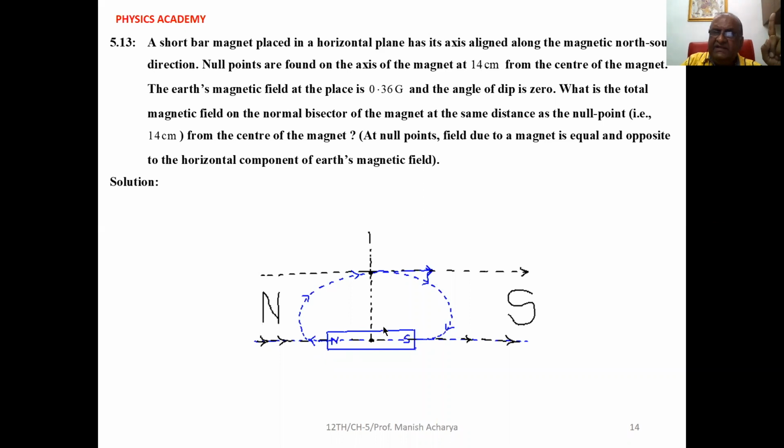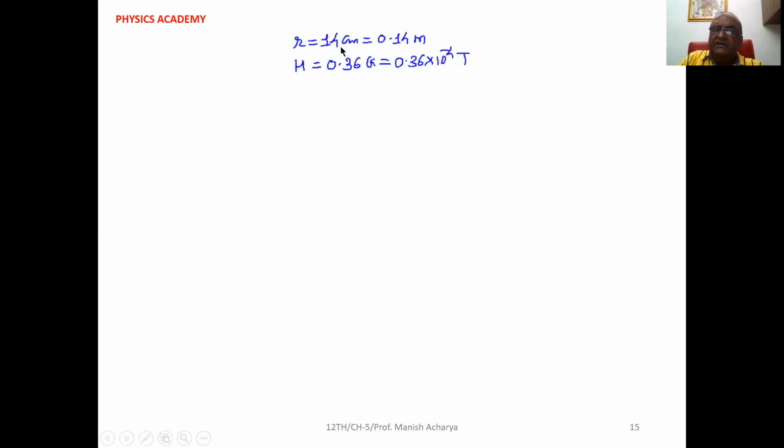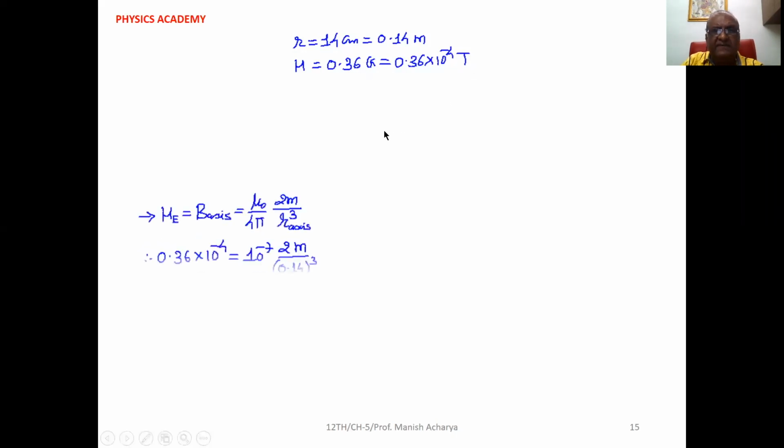But if the magnet is in the opposite direction to that shown in this figure, then the null point will be obtained only on the equatorial line. You will never get the null point on the axis of the magnet. Now see, the distance that is given to you for the point R is 14 centimeter, so 0.14 meter. The horizontal magnetic field of Earth is 0.36 Gauss, that is 0.36 into 10 raised to minus 4 Tesla.